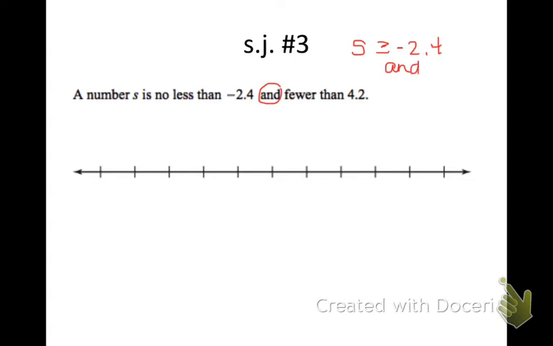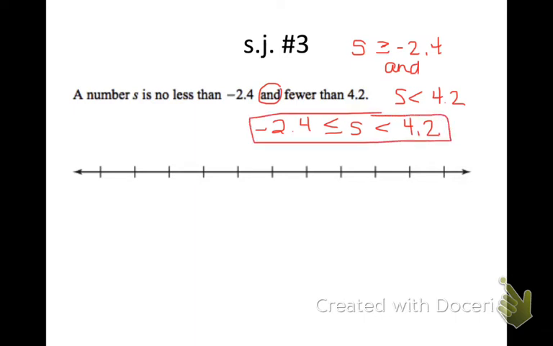And what's the other one? Fewer than 4.2. So if S is fewer than 4.2, it doesn't mean that it's equal to, right? So to write this, we could say that, okay, we start with the negative 2.4 because that's the least value. And then that is less than or equal to S, which is less than 4.2. So here is our compound inequality that's showing both things.